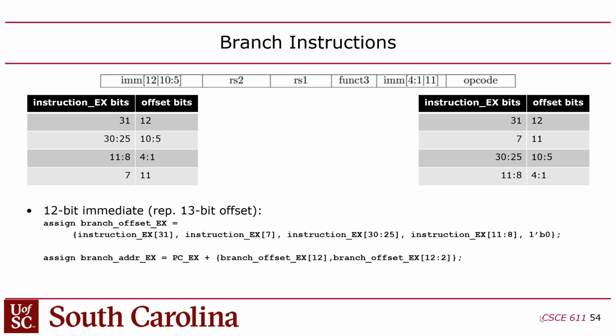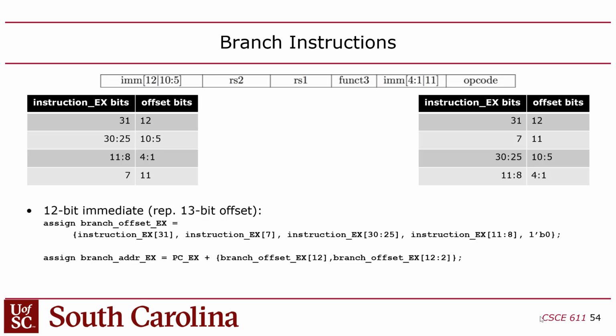So the branch offset is instruction bit 31 concatenated with instruction bit 7 concatenated with instruction bits 30 down to 25 concatenated with instruction bits 11 down to 8. That would give you a 16-bit address. Then I add a 0 to make it a byte address. And then we later strip 2 bits back off, which is kind of redundant. But this branch offset is 12 down to 2, which converts it to a word address.